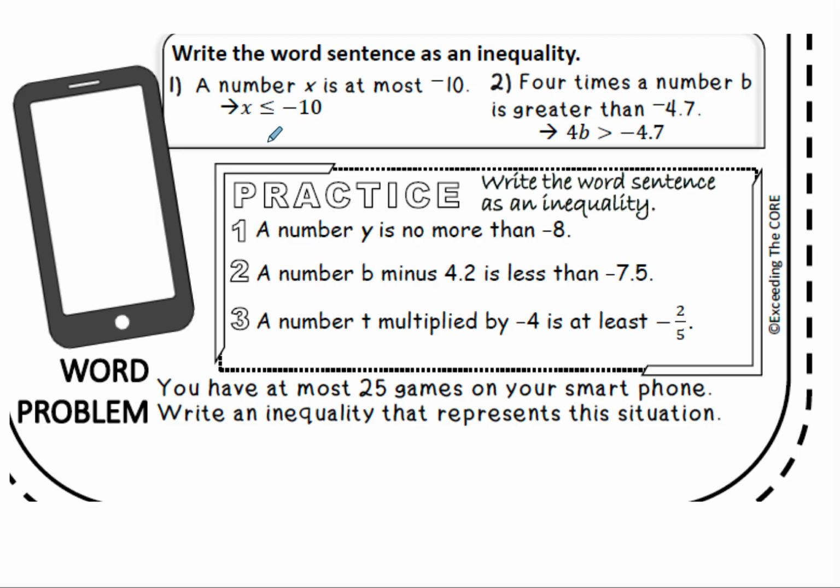So for this first type of problem, they're going to write a word sentence, and we have to write it as an inequality. So a number x is at most negative 10. So a number x means writing x, at most means less than or equal to, and then negative 10. For number 2, 4 times the number b is greater than negative 4 and 7/10. So 4 times b just means 4b is greater than negative 4 and 7/10.